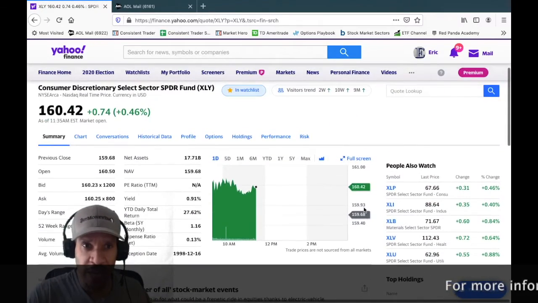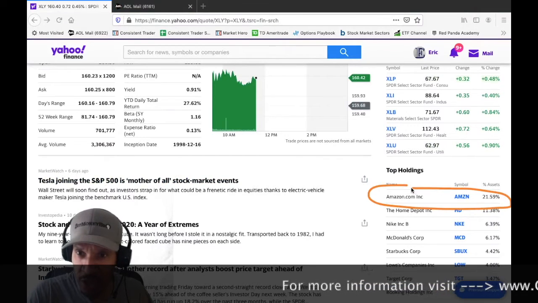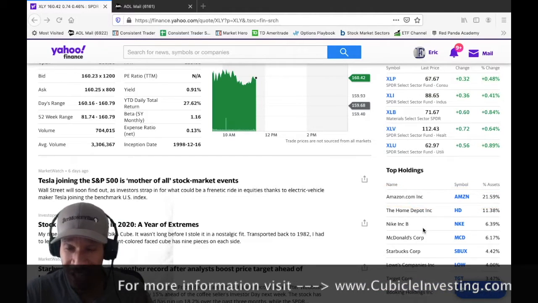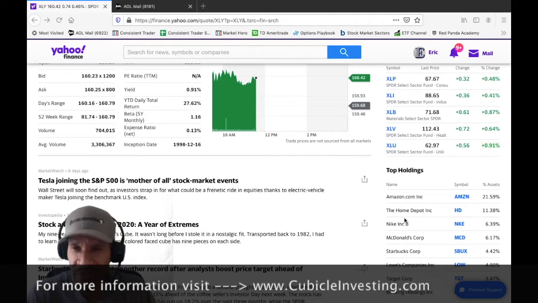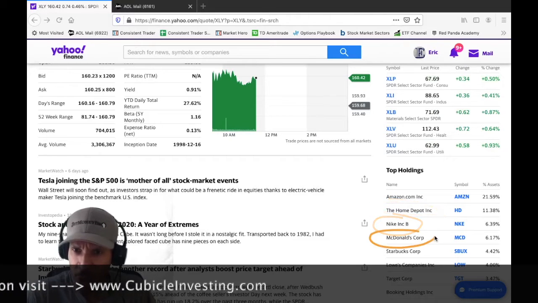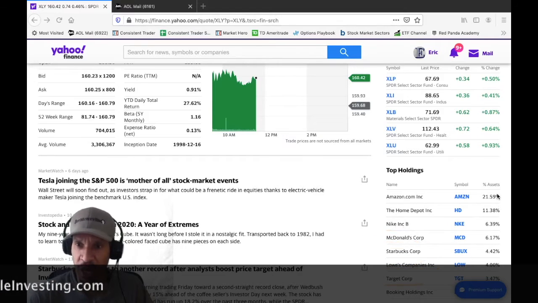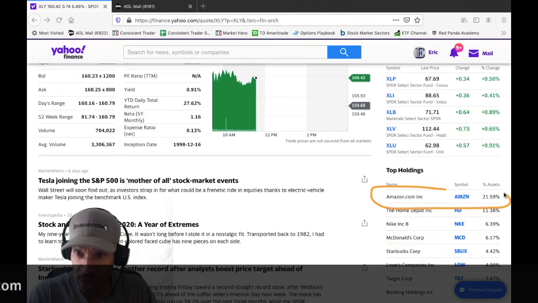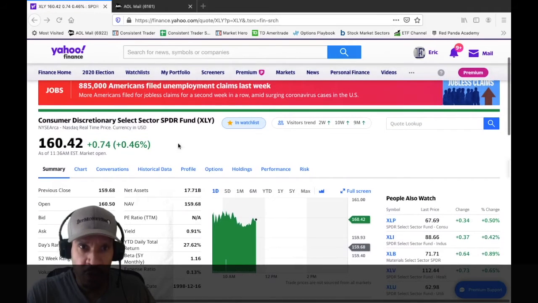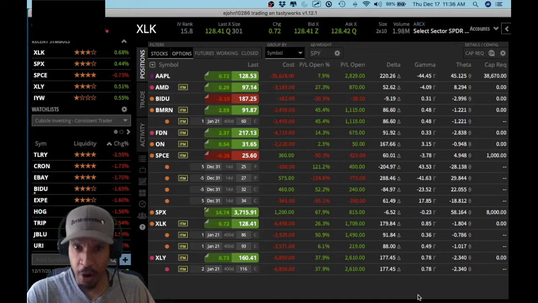So the top holdings for the XLY ETF are Amazon, which is the largest holding for this consumer discretionary index. Consumer discretionary sector, also index, ETF, exchange traded fund. Then you also have Home Depot, right? You have Nike, and you also have McDonald's, followed by Starbucks, Lowe's, Target, etc. But as you can see here, Amazon has the largest percentage holding for this particular ETF, XLY, which again is the consumer discretionary sector of the stock market.